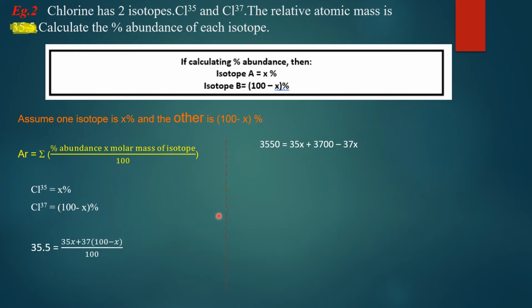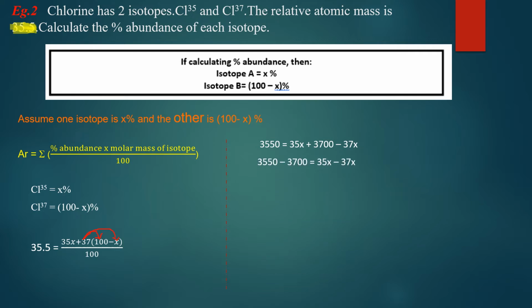So this is how the equation will be expanded. We will remove the 100, move it to the other side, and it will be 35.5 times 100, which will give you 3550 is equal to 35x plus 3700. So this 3700 is obtained by doing this multiplication. Okay, so 37 times 100 we get 3700, and then 37 times minus x we will get minus 37x.